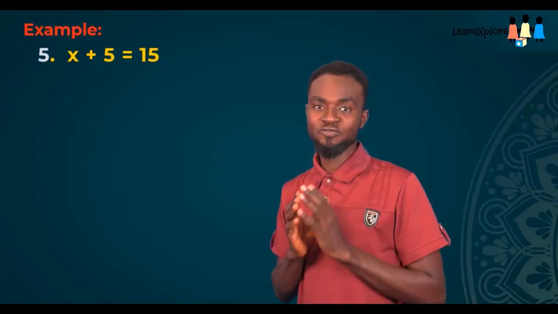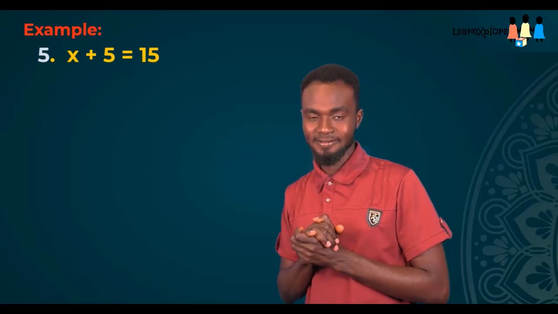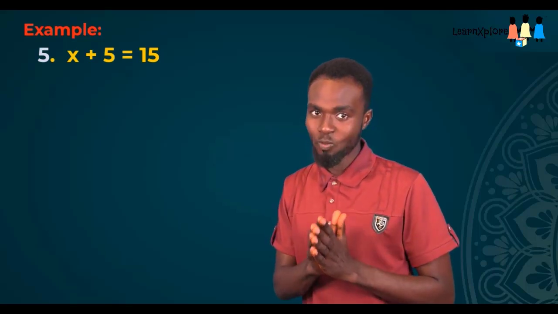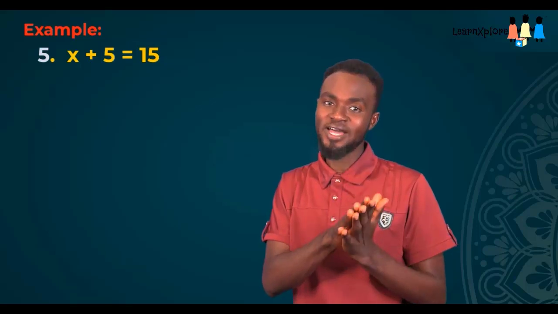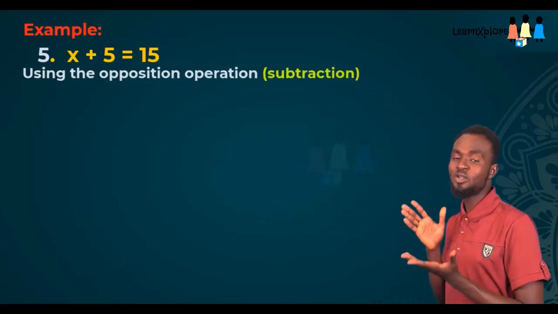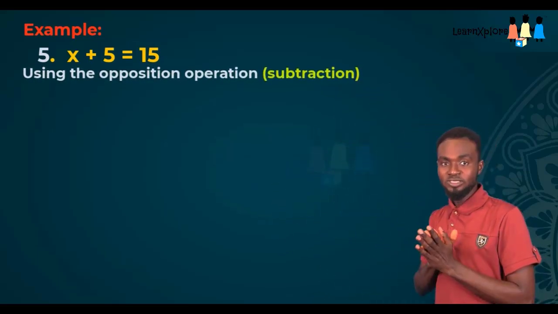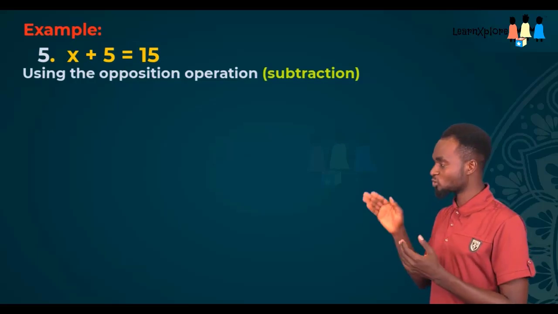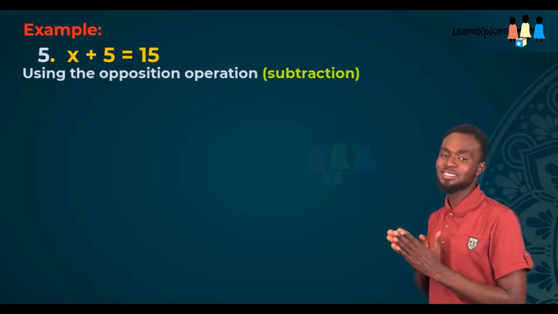Finally, x plus 5 is equal to 15. Now this is an addition sum. What are we going to add to 5 to give us 15? x plus 5 is equal to 15. So let us use the opposite operation. Now the opposite operation here is minus. So when we subtract 5 from both sides, we get our answer.